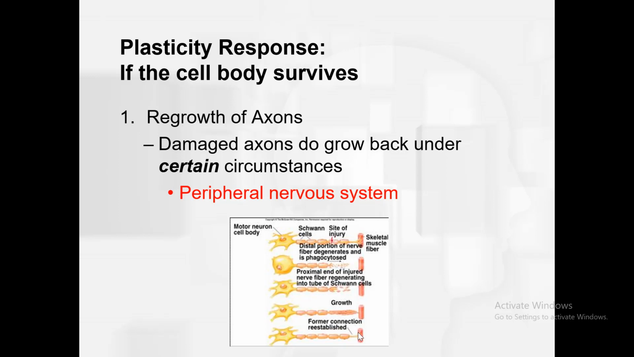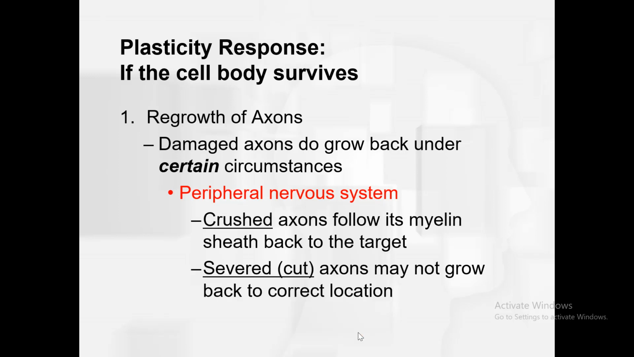And so again, if there was some sort of crush where the axon wasn't severed, it was only damaged, you could have this regrowth following that myelin sheath. Now, a severed or a cut axon may not grow back. So let's say there was a deep cut to your arm or a deep cut to your leg, and some of those nerves were damaged. The same idea could happen. That axon can regrow, but if it doesn't have that myelin sheath to follow it back to the correct location, it may not grow back to the right location. And then functional recovery could be a little bit iffy.